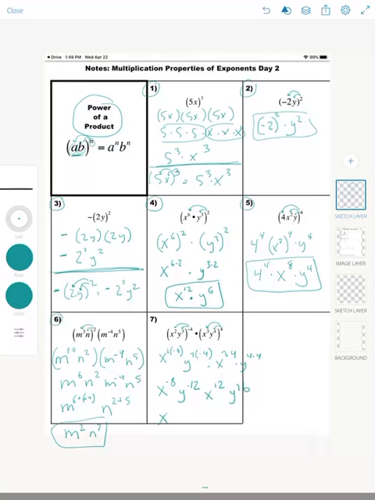Combine the same bases together, so we have x to the negative 8 plus 12, because now we're adding exponents, y to the negative 12 plus 16. So we're left with x to the 4th power, y to the 4th power.